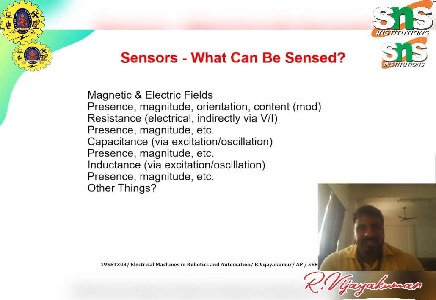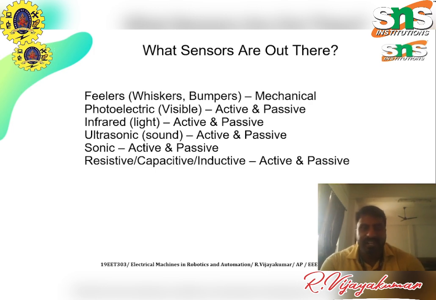And also, what else can be sensed? For example, a magnetic or electrical field sensor detects presence, magnitude, orientation, and content. A resistance sensor measures electrical resistance indirectly via V by I, along with presence, magnitude, capacitance, and inductance. So these are all sensors, doing different kinds of work in a good manner.